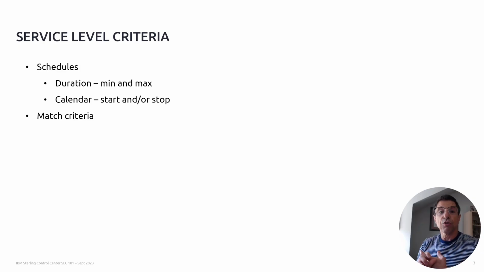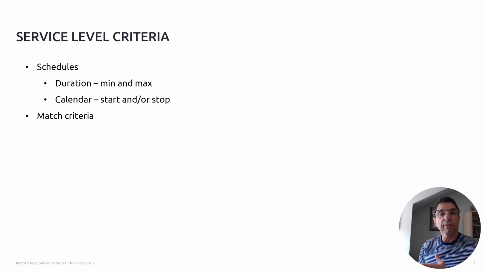The schedules are of two types: a duration schedule and a calendar schedule. Duration schedules set up a minimum and maximum range. So if your process takes too little time or too much time according to the duration schedule associated with it, then the SLC service will generate events for that. You can also have what's called a calendar schedule. A calendar schedule defines when things are supposed to happen, as opposed to how long they can take. You could specify a start range for something or an end range or both.